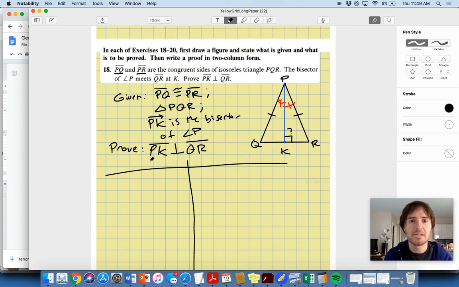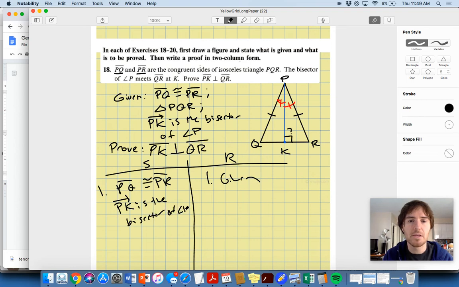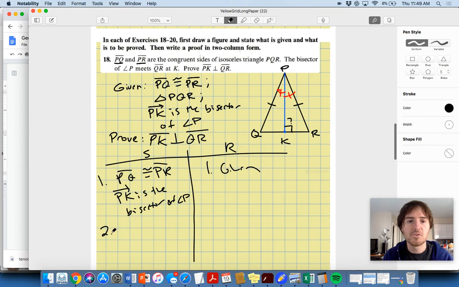All right. Statements, reasons. Statement 1, PQ congruent to PR. That's given. Another given is we're going to use that we have a bisector. So ray PK is the bisector of angle P. Okay, that's given. So how are we going to prove this? How are we going to prove that these are perpendicular? It makes it perpendicular on there.